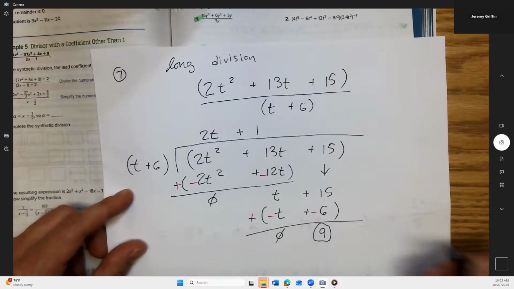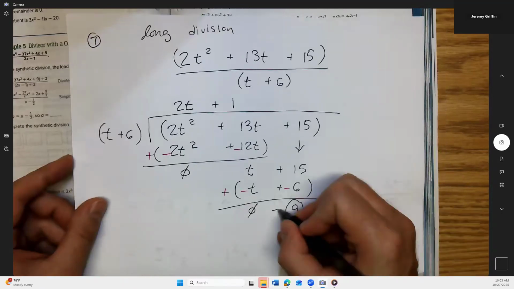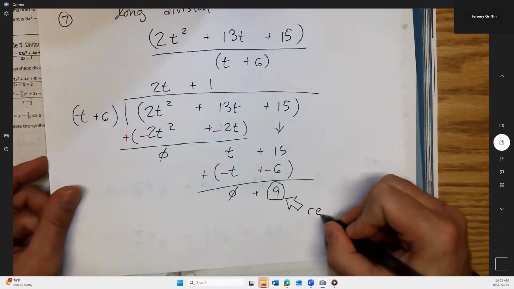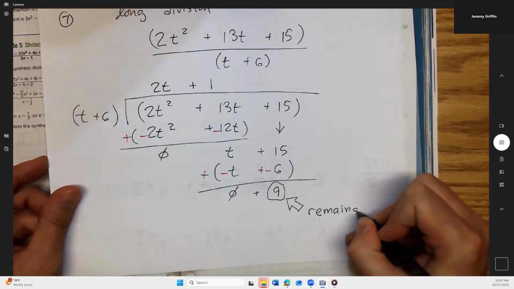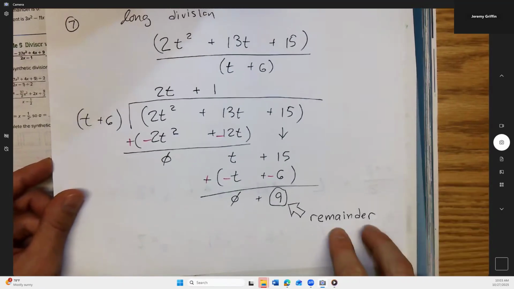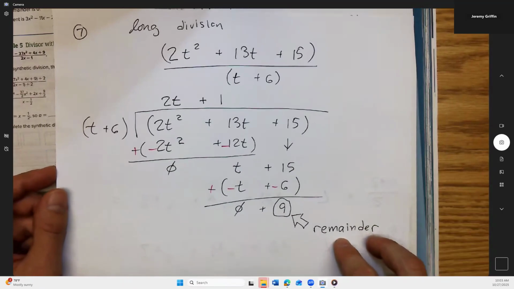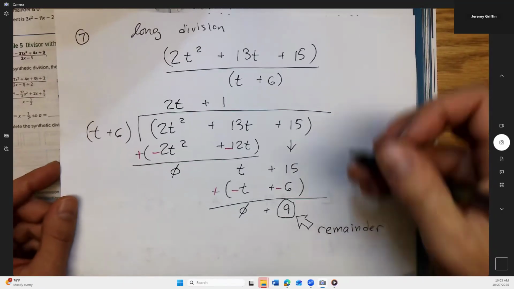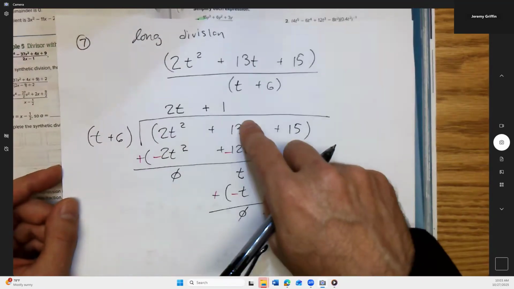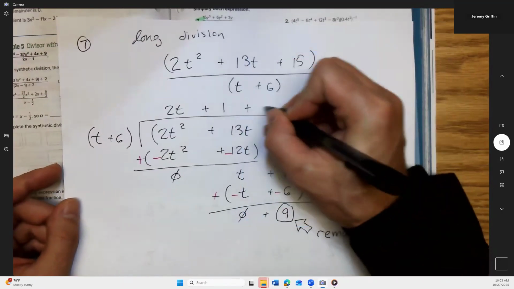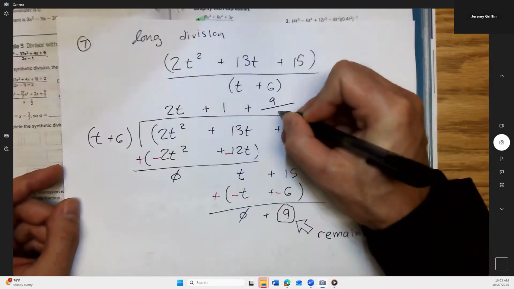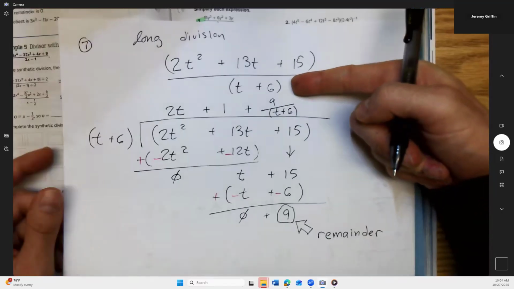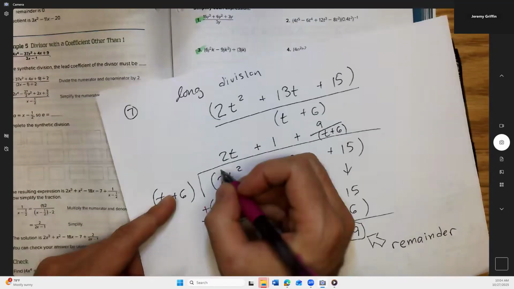What's 15 minus 6? 9. Guys, notice this did not actually zero out. So this 9 is called the what? Starts with an R. Remainder. Okay. So when you see this question in Alex, it says, what's the remainder? And you do the long division process, you would say, okay, the remainder is 9. If they want you to write out the rest of the fraction, guys, 2t plus 1 is not the full answer. It's 2t plus 1 plus 9 divided by the original t plus 6. Because weren't we originally dividing everything by t plus 6? Okay. This is the answer. I'll box this in pinky.